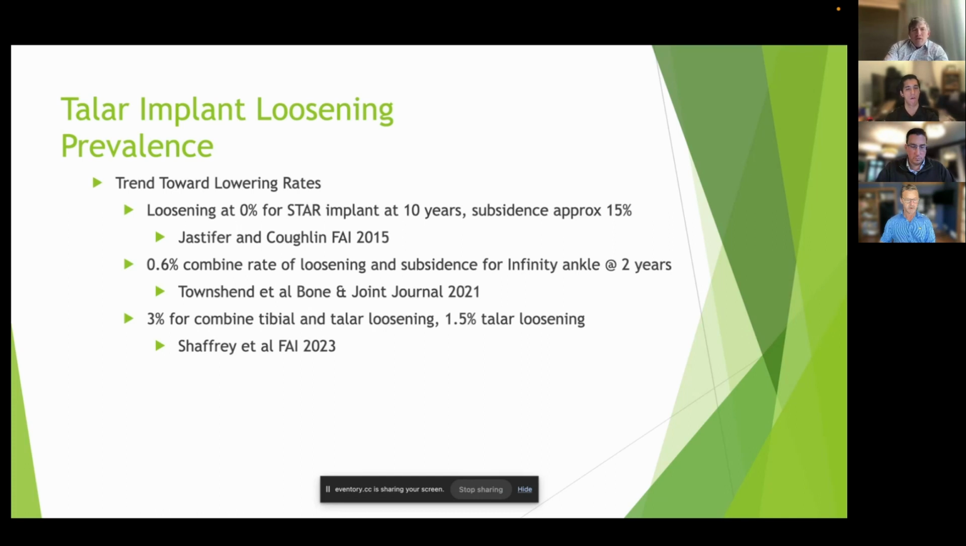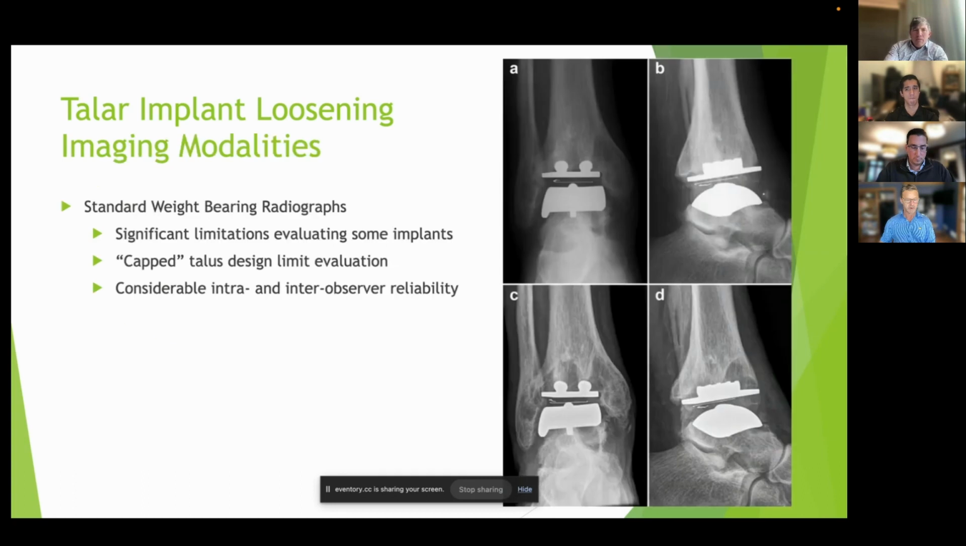The challenges with the newest generation of implants is that the longevity or the duration of some of these studies is somewhat limited so far. Obviously, with imaging modalities, we're all getting weight-bearing radiographs for follow-up, and that can certainly tell us a large part of the picture. However, on the talar side in particular, the generation of implants such as the Star and the Salto made things really challenging with regards to seeing early loosening and anything that was happening underneath that capped design.